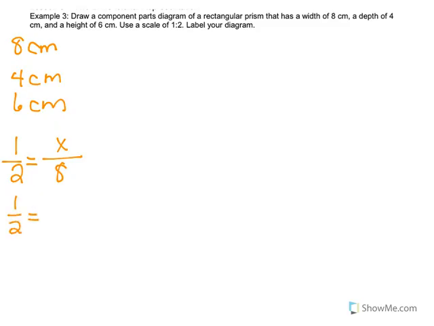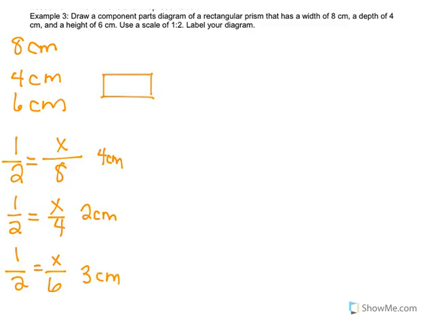So you should have got 1 over 2 is X over 4, 1 over 2 is X over 6, and then what you got was they're all half the size, so 4 centimeters, 2 centimeters, and 3 centimeters. So if we imagine this, we have a box with a width of 8, a depth of 4, and a height of 6. I don't know how accurate that is.